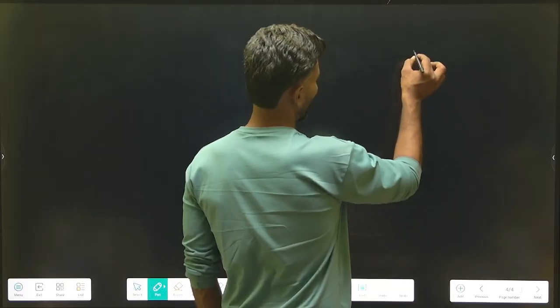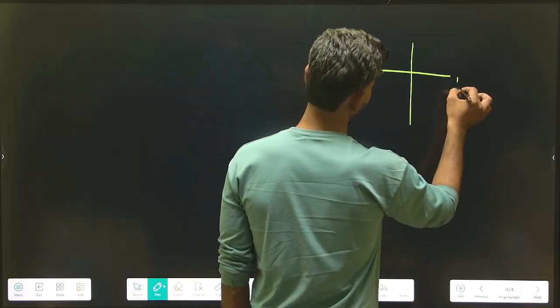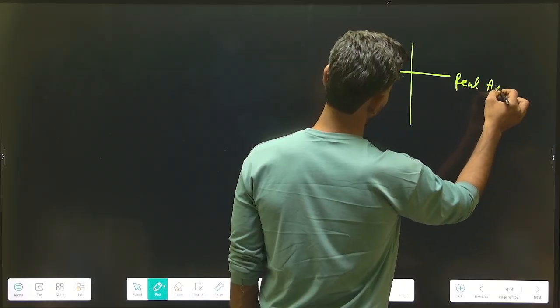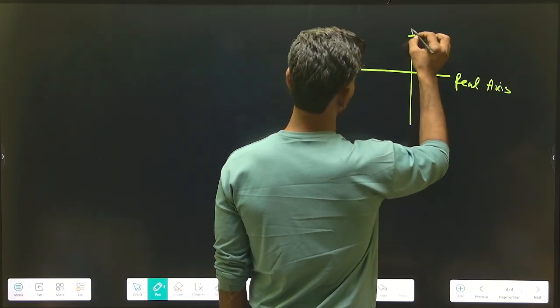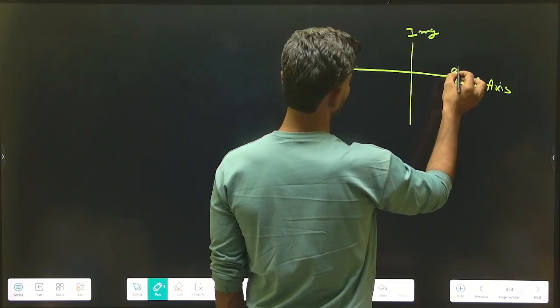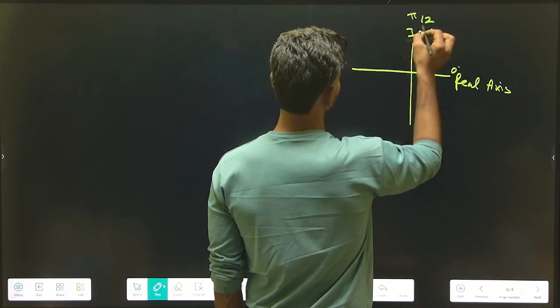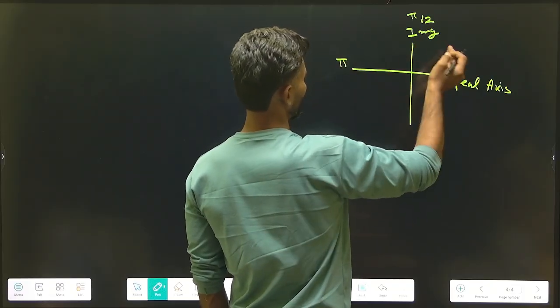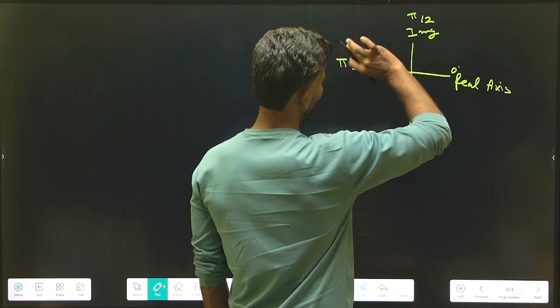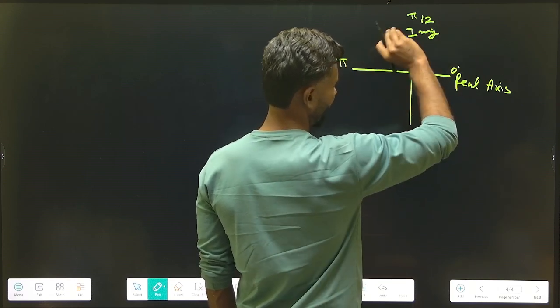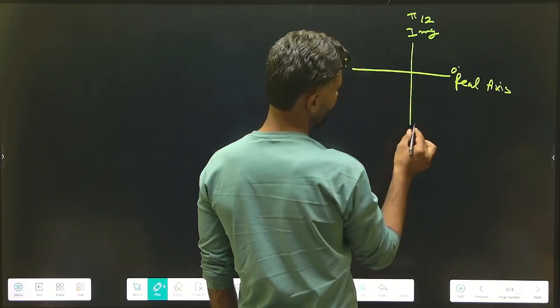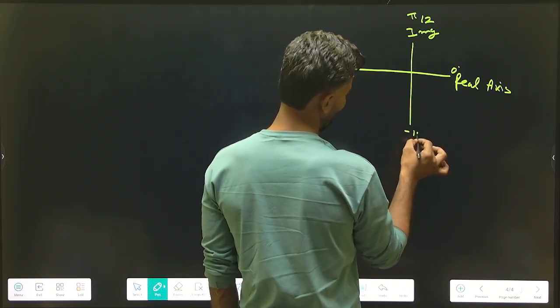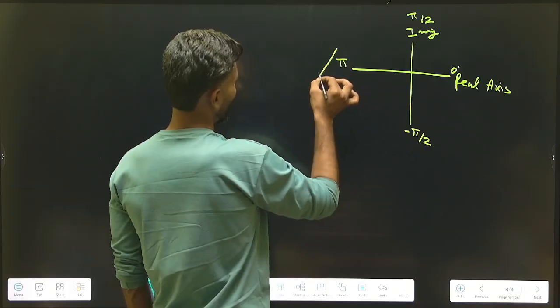So here are the quadrants, this is the real axis, and the upper one is the imaginary axis. This is 0 degree, this is pi by 2, this is pi. If we are circulating like this, we are moving anti-clockwise. If we are moving in the direction of the clockwise, then this is 0 degree, this is minus pi by 2 and this is minus pi.